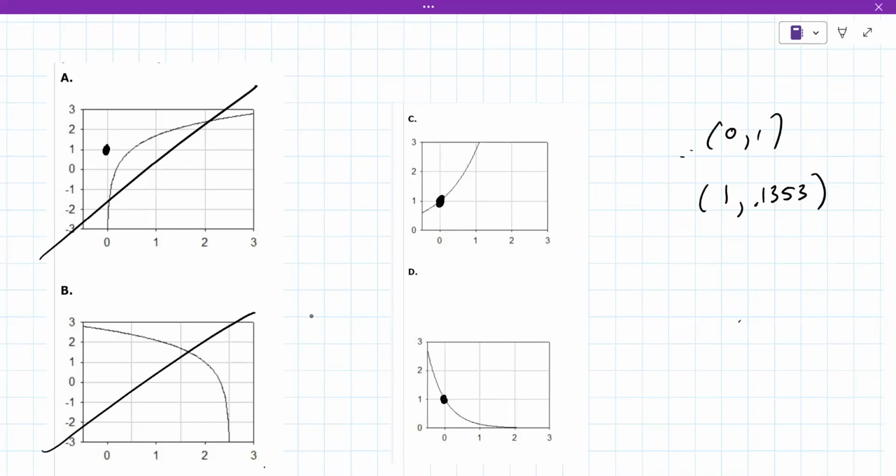Okay, so let's see. B would work, maybe. Which one? I said B, but now I'm not sure with my answer. Well, it can't be A or B because we've already crossed those out. We're looking at these two graphs, C and D. Which one goes through the point 1, comma, 0.1353? You know, x and then y. D. D, yeah. Whew. Okay. My lucky. All right, so that takes care of that.